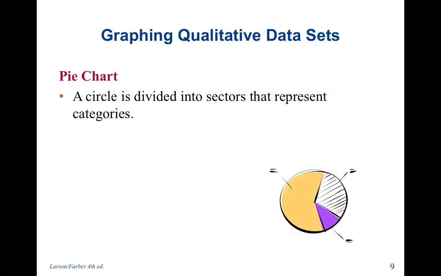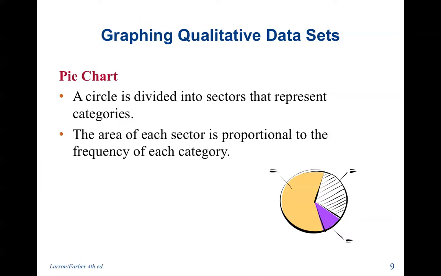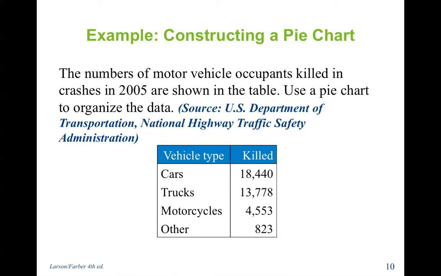A pie chart is another thing that we're going to learn, and it is a circle divided into sectors that represent categories. The area of each sector is proportional to the frequency of each category. Therefore, let's look at this data set, which is the number of motor vehicle occupants killed in crashes in 2005, shown in the table. Use a pie chart to organize the data.